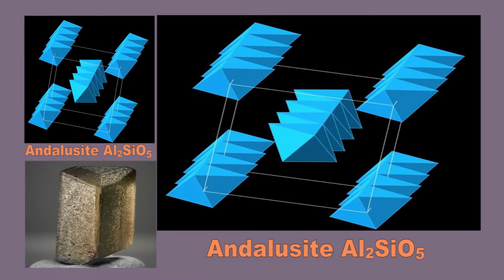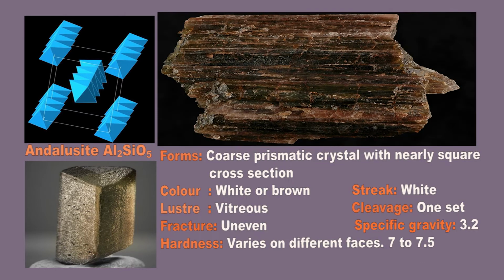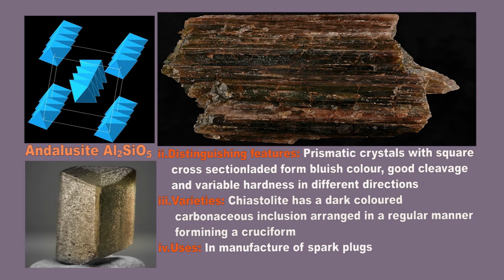Andalusite, Al2SiO5. Physical properties: crystal system orthorhombic, forms coarse prismatic crystals with nearly square cross sections, color white or brown, streak white, lustre vitreous, cleavage one set, fracture uneven, hardness varies on different faces, 7 to 7.5, specific gravity 3.2. Distinguishing features: prismatic crystals with a square cross section, good cleavage and variable hardness in different directions.